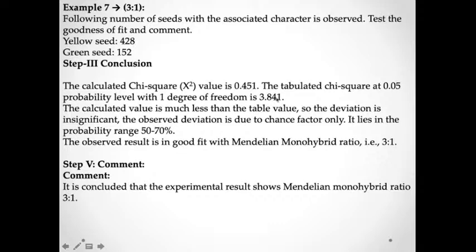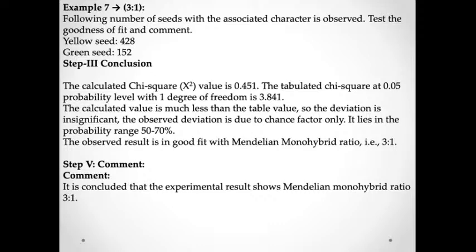That value was 3.841, and it is quite less than the expected, the tabulated value. So the deviation is insignificant, and the observed deviation is due to the chance factor only. It lies in the probability range of 50 to 70%. So the observed result is a good fit with the Mendelian monohybrid 3:1 ratio. This value of 0.451 in this case of 428 and 152 is the expected right value.